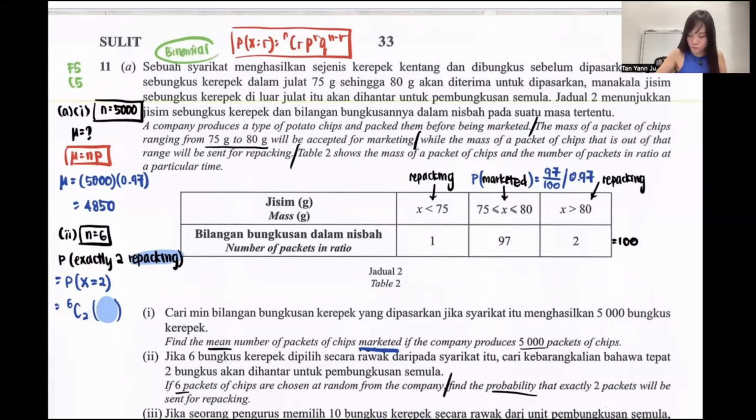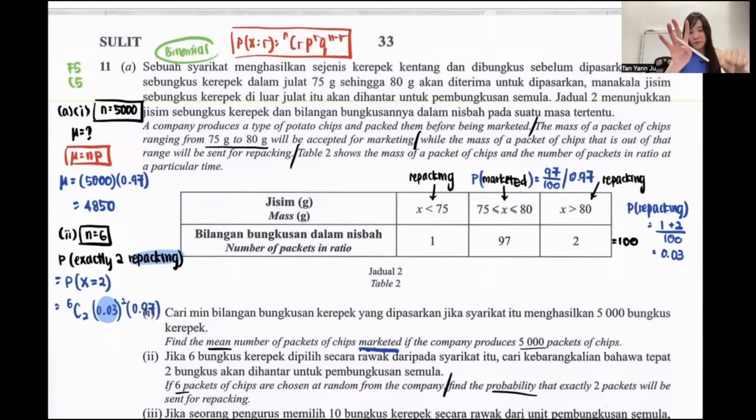So my dear, the probability of repacking is not 1, not 2, but 1 plus 2. That means this 1 packet and this 2 packets, these 3 packets, I will go back and repack. But my dear, I want the probability, I didn't ask the amount. So these 3 packets are out of 100 packets. That's why the probability of repacking is 0.03, which is 3% out of 100%. Because 97% of them are marketed, 3% of them will be returned to repack. So it's 0.03 power 2, then the probability of not success, that means marketed, is 0.97.